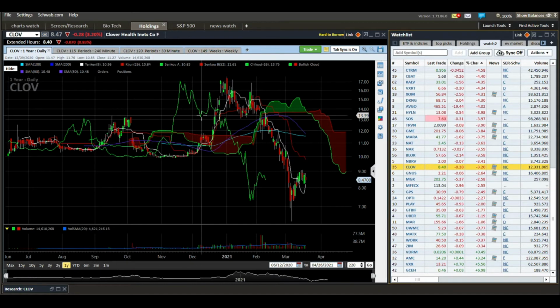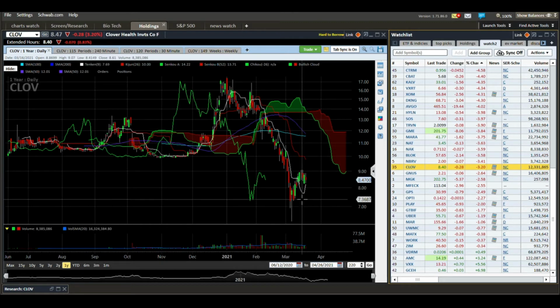This is way oversold here. I wouldn't even mess with that. Maybe short it if you can. So you see how the Kijun-sen is coming down, and that is resistance. So the price doesn't even need to touch it. It's getting close, and we're reacting now. But this is reacting with the rest of the market.